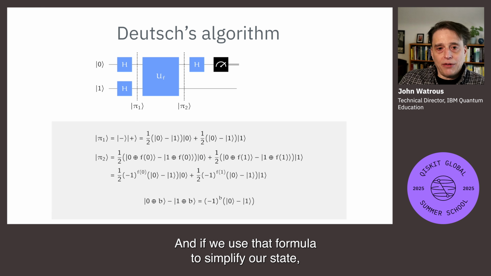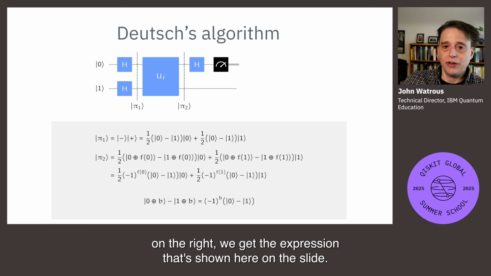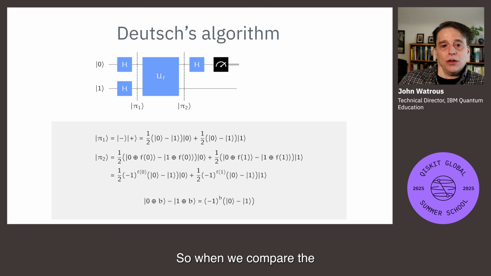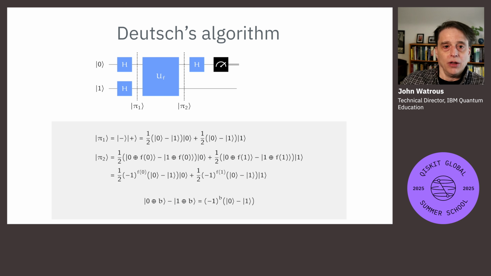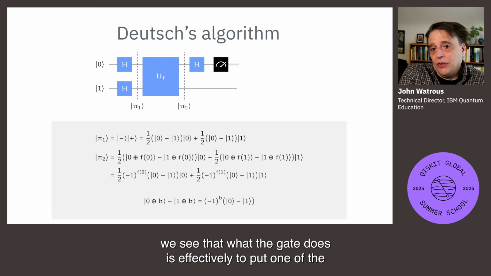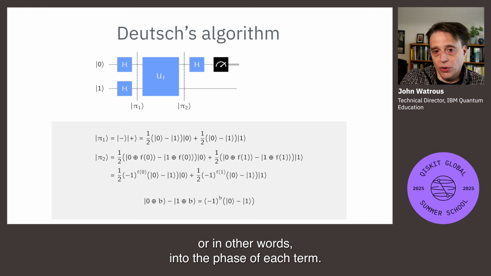And if we use that formula to simplify our state, where we take b equal to f of 0 on the left and b equal to f of 1 on the right, we get the expression that's shown here on the slide. So, when we compare the two quantum state vectors, pi1 and pi2, we see that what the UF gate does is effectively to put one of the two values, f of 0 or f of 1, into the exponent of negative 1, or in other words, into the phase of each term.